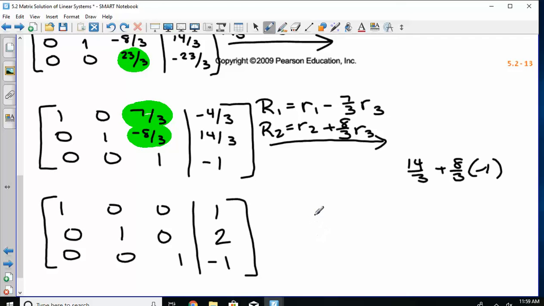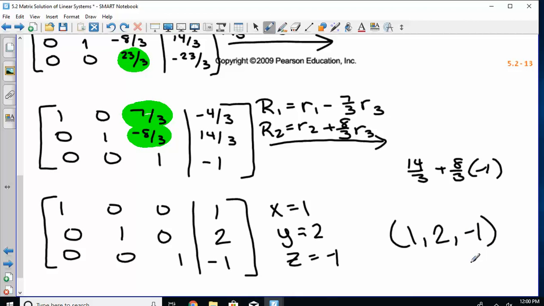So my answer right here, you had that negative in your matrix, right? So what's my answer? x equals 1, y equals 2, z equals -1. So it is the ordered triplet 1, 2, -1.